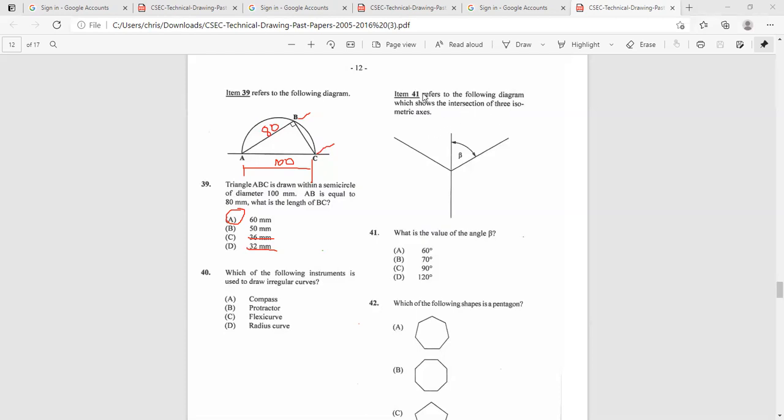Okay, let's move on to 41. Which is the value of angle beta? Angle beta is 60. As in isometric, the basic angle here is 30. Here is 90. So the angle here is naturally 60.